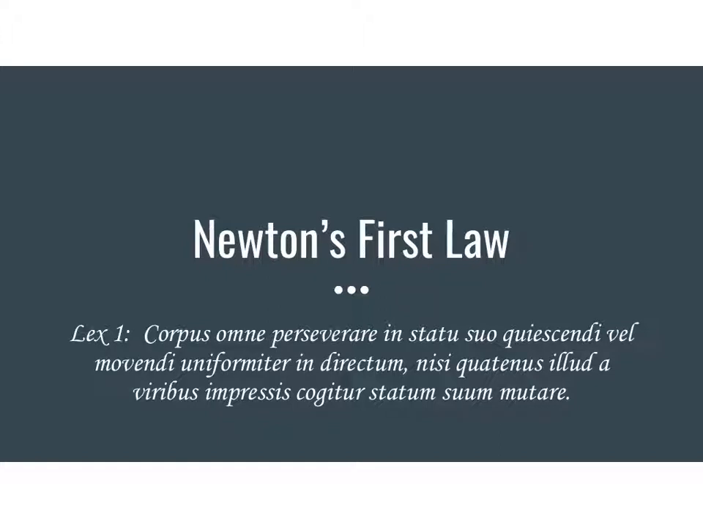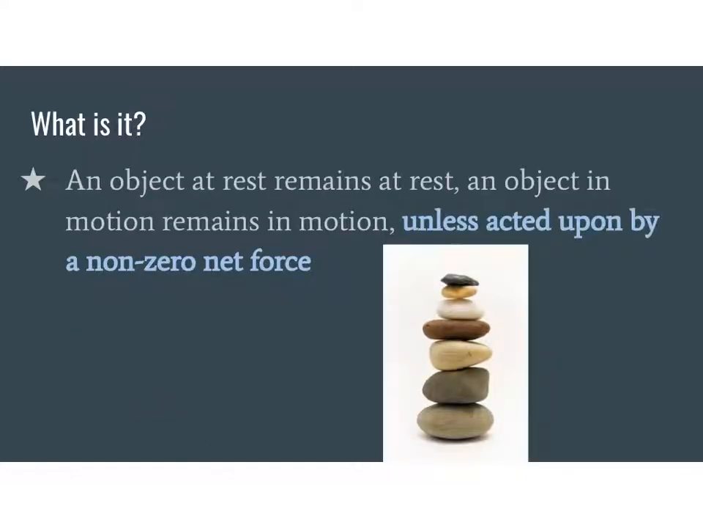In its more easy to read, easy to understand state, we have: an object at rest remains at rest. An object in motion remains in motion unless acted upon by a non-zero net force. So this is probably a statement that you've all seen in some way, shape, or form at some point. Certainly if you were here for 8th grade, you would have seen it in physical science, hopefully. But what does this mean?